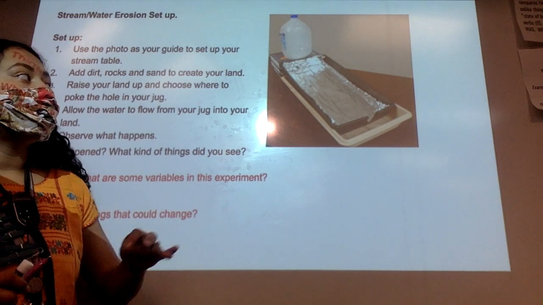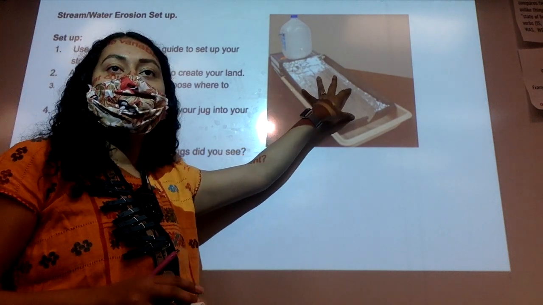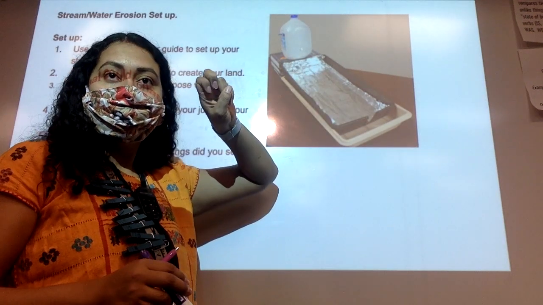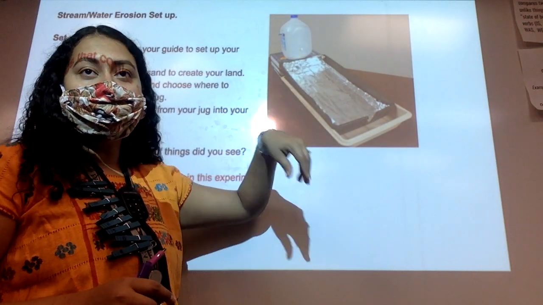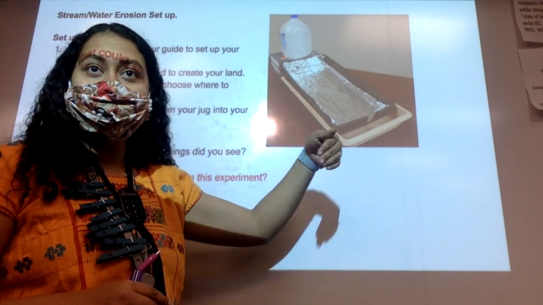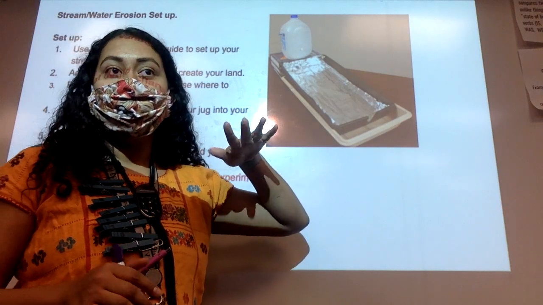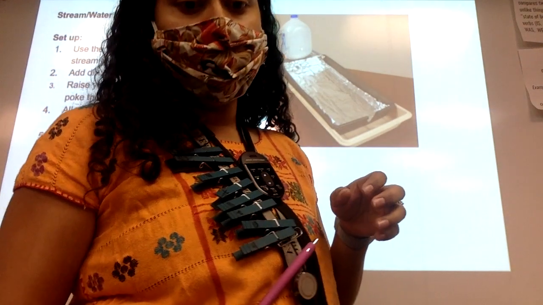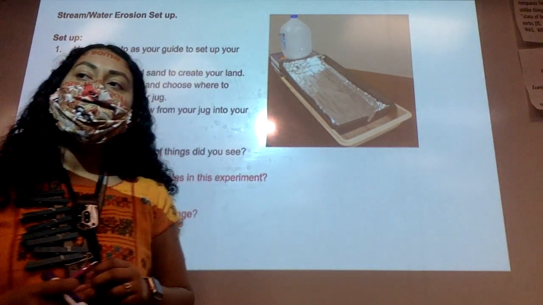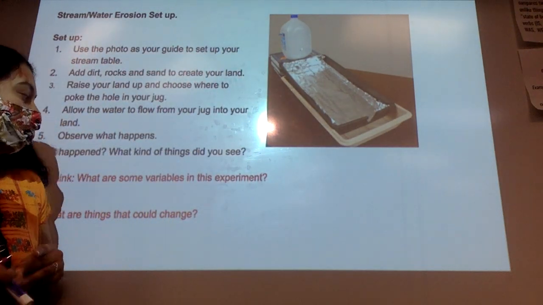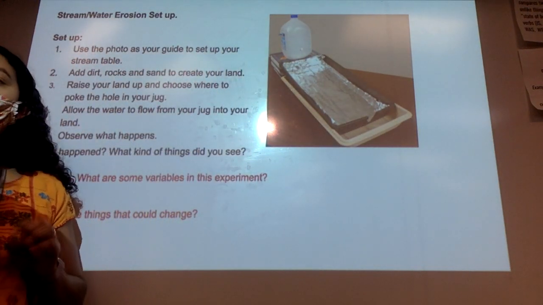Okay, Ariana, what happened during this experiment? So it made a river in the land. From the pressure of the water that was falling in, it eroded and created a path, and it made a river. Okay, good. So if we were to change this experiment, what, Thomas?